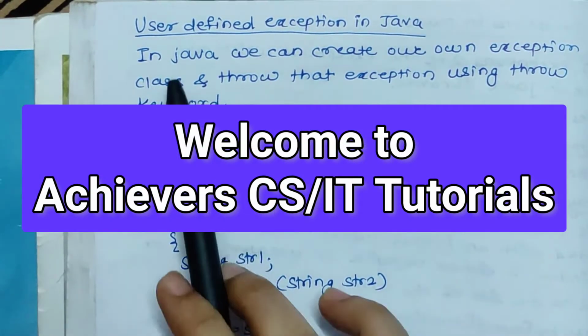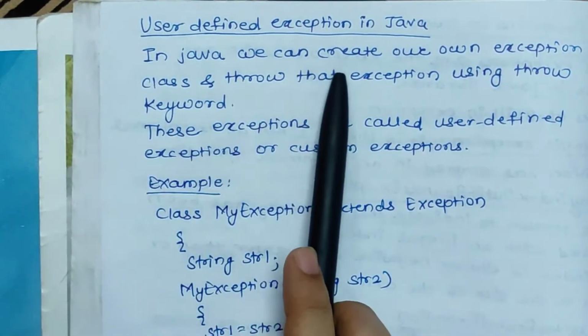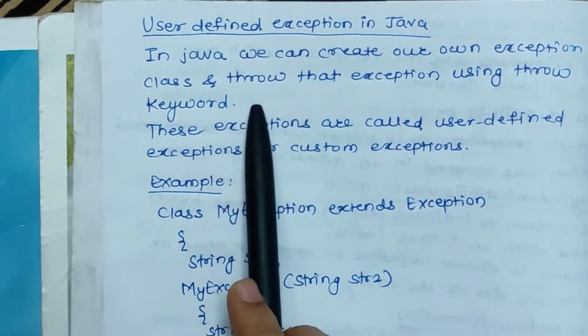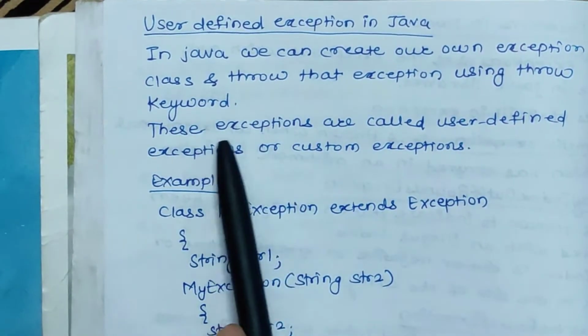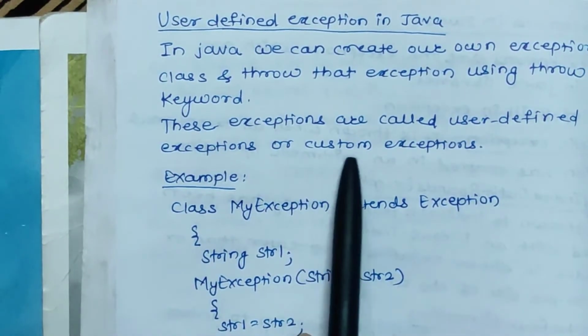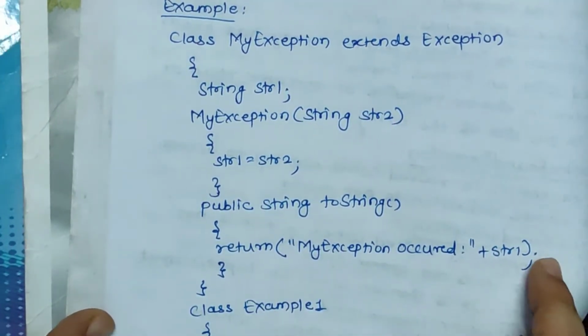In this video, we are discussing user-defined exceptions in Java. In Java, we can create our own exceptions, and we call those exceptions user-defined exceptions. These exceptions are called user-defined exceptions, or we can say custom exceptions. We will discuss a simple example of an exception.